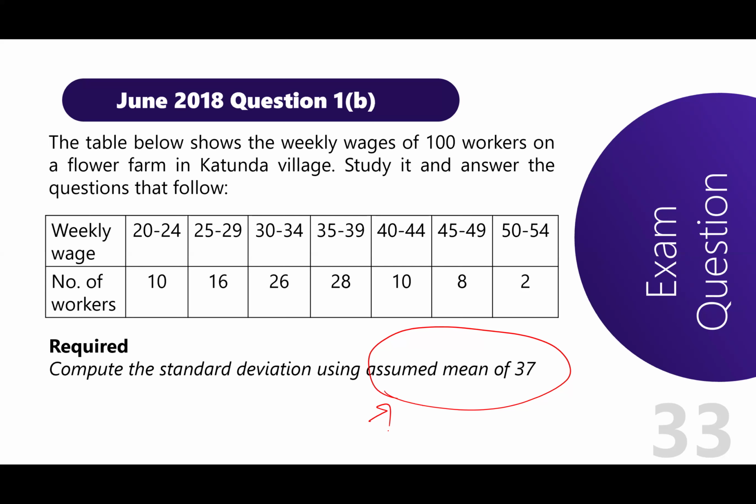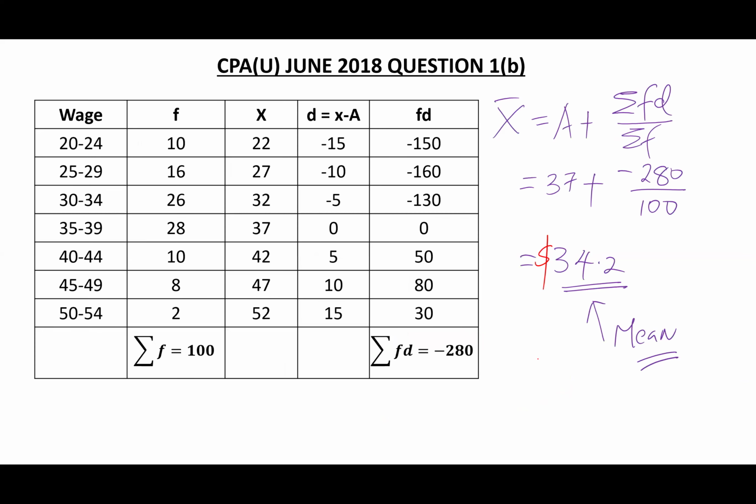Now, what happens if you're not given the assumed mean? You're required to use the assumed mean method, but you're not given the 37, because the 37 will be given to you by the examiner. For this question, the 37 is given. But in the event that you're not given the 37, what do you do? So the best way to assume a mean is by considering the class mark. Always select one of the class marks as your assumed mean.